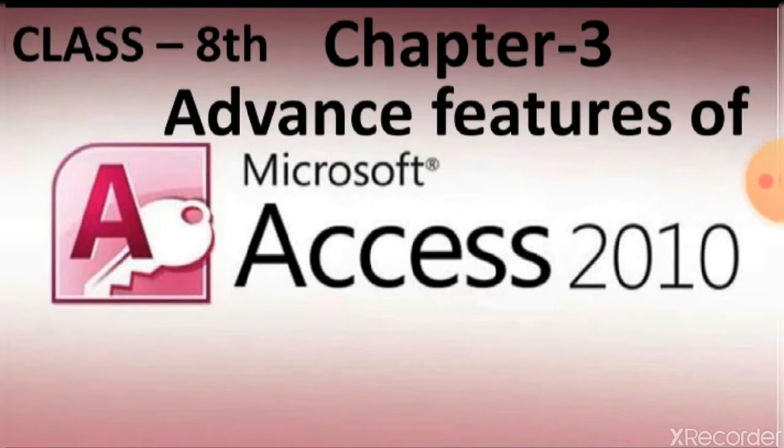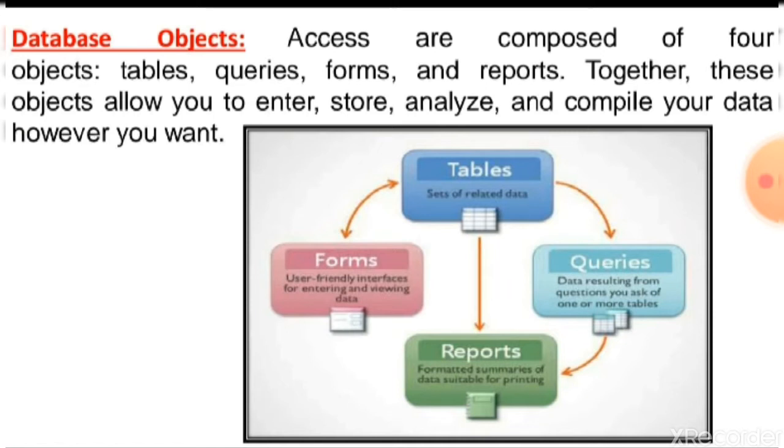Today we are going to start the third chapter of computer, that is Advanced Features of Microsoft Access 2010. In this chapter we will learn about database objects. Access databases are composed of four objects, that are tables, queries, forms and reports. In the previous chapter, I have already explained the table object. Now in this chapter, we will learn about queries, forms and reports objects. But in this video, I will explain the query object.